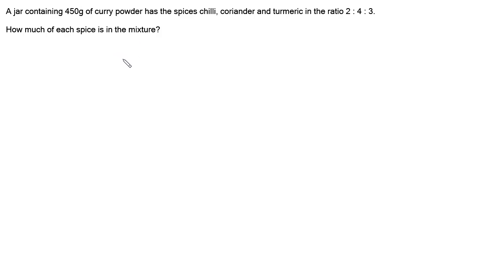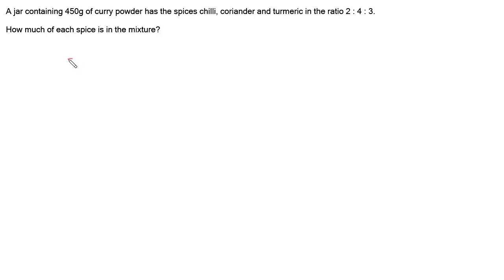Hi, in this video we're looking at this problem here of a jar containing 450 grams of curry powder, and it has the spices chili, coriander and turmeric in the ratio of 2:4:3. And we want to know how much of each spice is in the mixture. So first of all, let's have a look at this ratio.